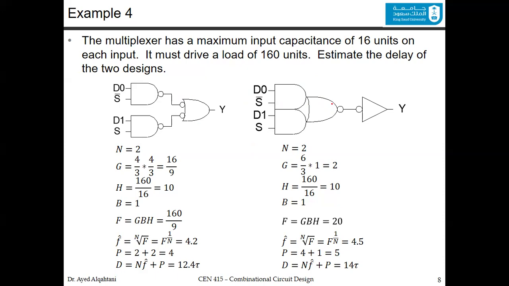So in terms of delay, you can do it using the concept of logical effort. In this example, the multiplexer has a maximum input capacitance of 16 units. You could say 16 lambda, 16 units, and so on. It's giving you what input capacitance you should expect at the input side. Also, it must drive a load of 160 units. This is what you expect at the output for both designs. So you expect the same: 16 units for each design, driving a load of 160 units.